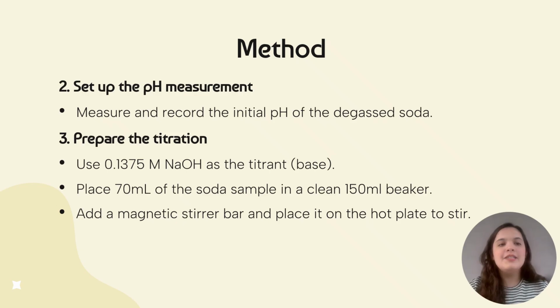The second step is to set up the pH measurement. You grab the pH meter and measure and record the initial pH of the decarbonated soda. The third step is to prepare the titration. First, use the sodium hydroxide with a concentration of 0.1375 as a titrant, the base. Place 7 milliliters of the soda in a clean 150 milliliter beaker, add a magnetic stir bar, and place it on a hot plate to start stirring during the titration.